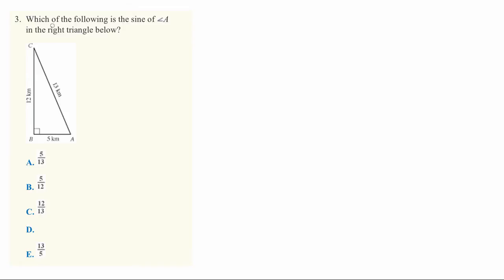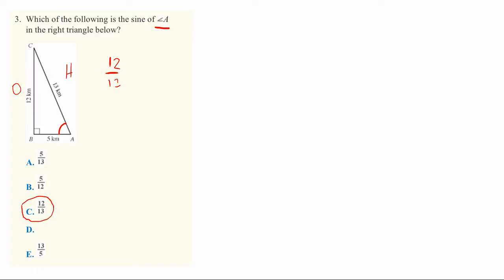Question 3 asks, which of the following is the sine of angle A in the right triangle below? That's this angle, angle A. And this question is very easy if you know what angle A is referring to and you know the definition of sine, which simply means the opposite side over here divided by the hypotenuse here, or 12 divided by 13. And that's the correct answer, C.